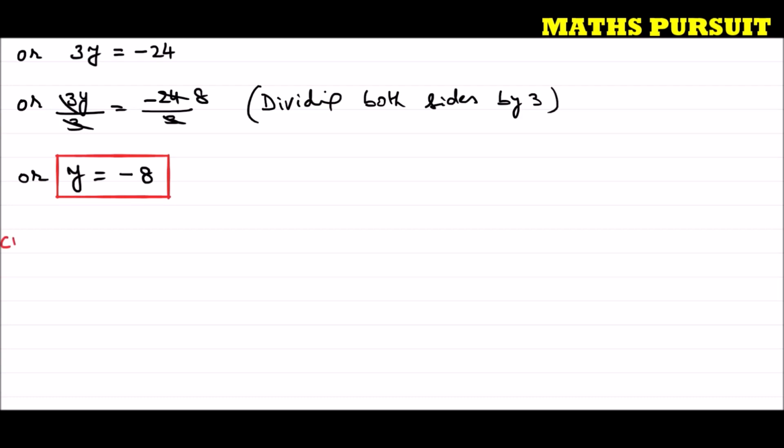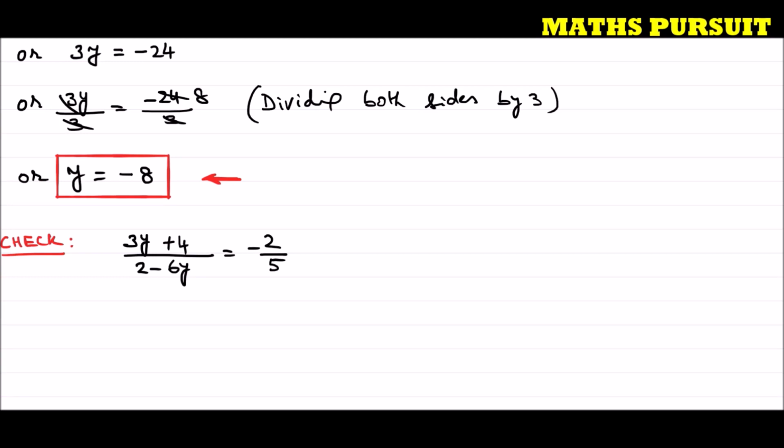But we should not stop here. We should check our answer, whether this value of y, that is minus 8, is correct or not. How will we check? Let us rewrite the original equation, or expression, that the question has given us. That is 3y plus 4 divided by 2 minus 6y is equal to minus 2 upon 5. This is the original expression.